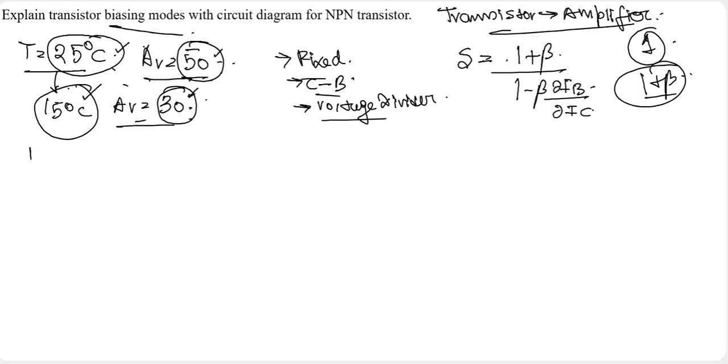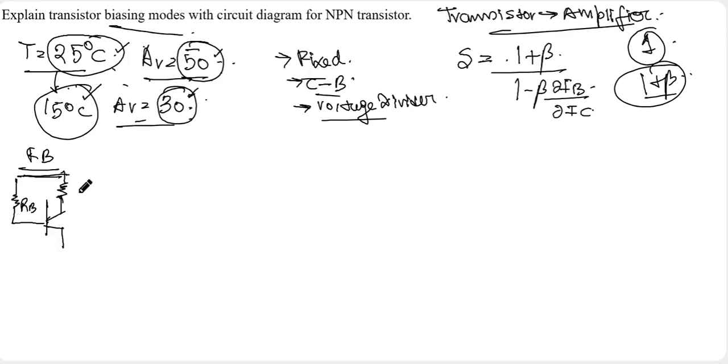So let us start with fixed bias. At first we will draw the circuit diagram and then we will find out its stability factor to determine whether it is stable or not. So this is a transistor, this is the base, this is the collector, and this is the emitter. Here we are adding a collector resistance, and this is fed back to a base resistance which is connected to the base here.